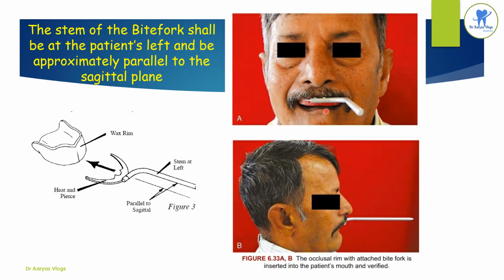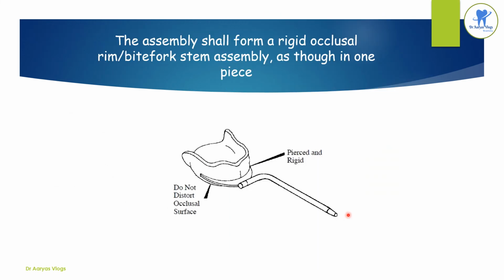And the stem of the bite fork shall be at the patient's left and be approximately parallel to the sagittal plane. Here it is the wax rim. This is the tines of the fork. Here it's heated and pierced into the rim. This is the stem at the left. Okay, this is the sagittal plane and this is parallel to the sagittal plane. Here the occlusal rim with attached bite fork is inserted into the patient's mouth and verified. And the assembly shall form a rigid occlusal rim bite fork stem assembly as though in one piece. It does not distort the occlusal surface.